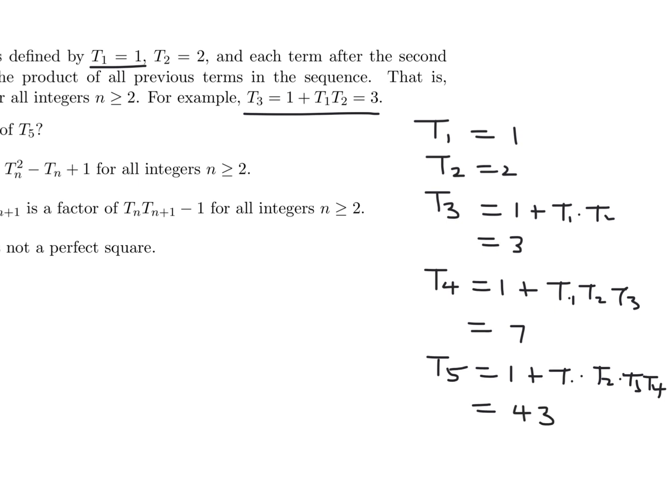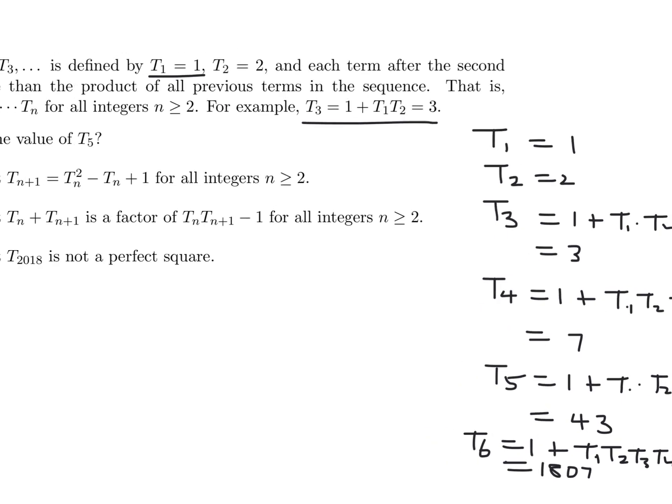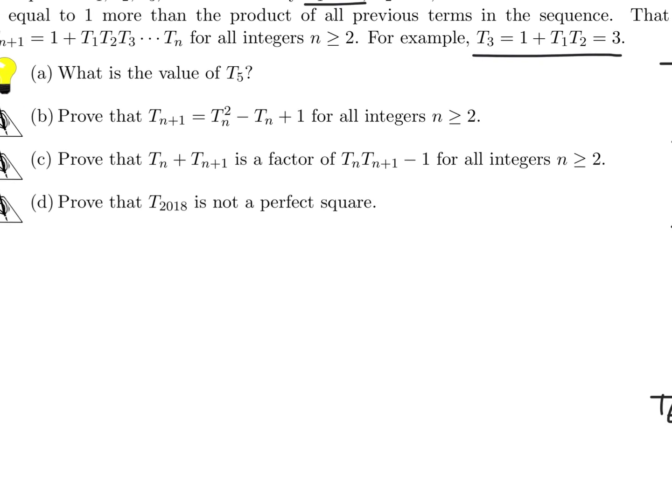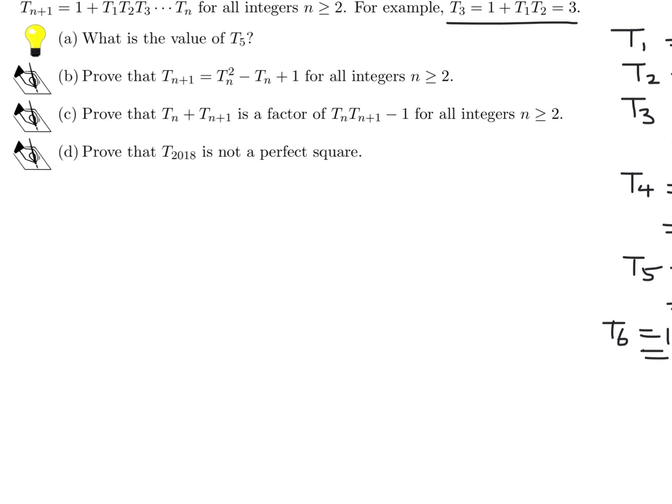And so on. Let's just do one more. The next term is 1 plus t1 times t2 times t3, t4, t5, and this is going to be 1807. Okay, so what do they want? They want t5, right? So t5 is 43. Okay, so that takes care of that guy. All right, now we're going to get into some proofs here. Prove this right here, that t(n+1) is equal to tn squared minus tn plus 1.